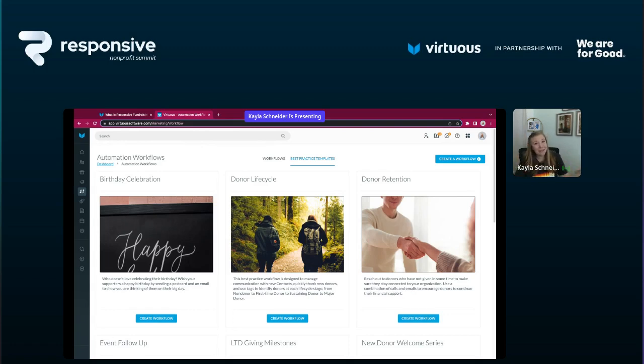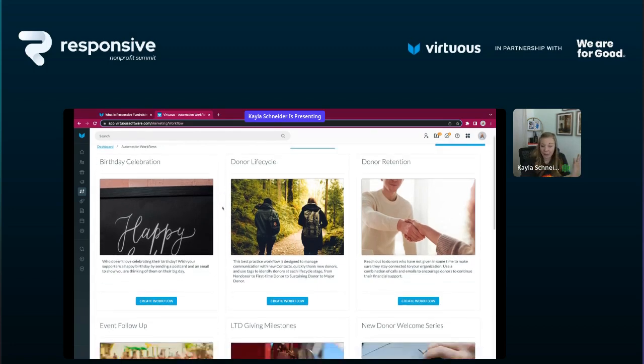We just find it might be a little bit easier to start with something on the page instead of starting with a completely blank workflow, which you can also do. You can start something from scratch if you already have something that your team is doing. When we think about these 9 best practice templates, I personally have a couple of favorites. I love a good birthday celebration.